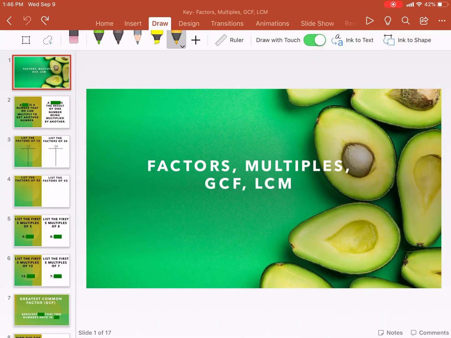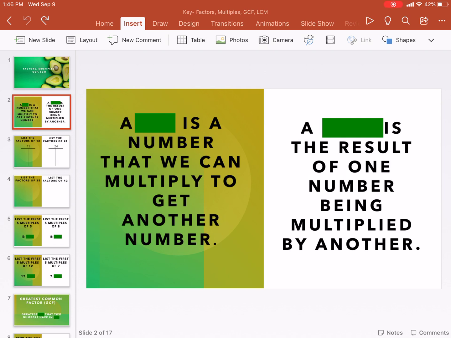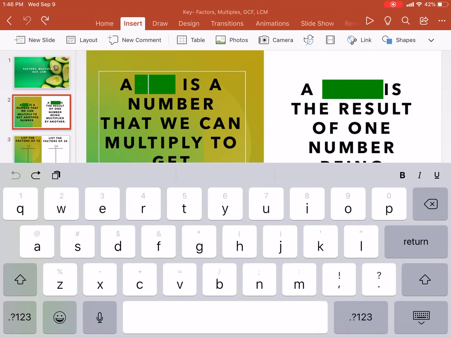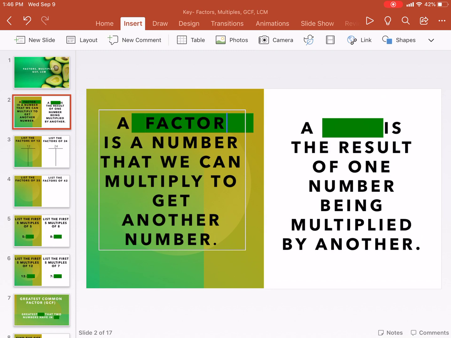Hey guys, in this video we're going to be talking about factors, multiples, GCF, and LCM. So let's start here. It says a blank is a number that we can multiply to get another number. So that is called a factor. Two numbers that you multiply together are called factors.